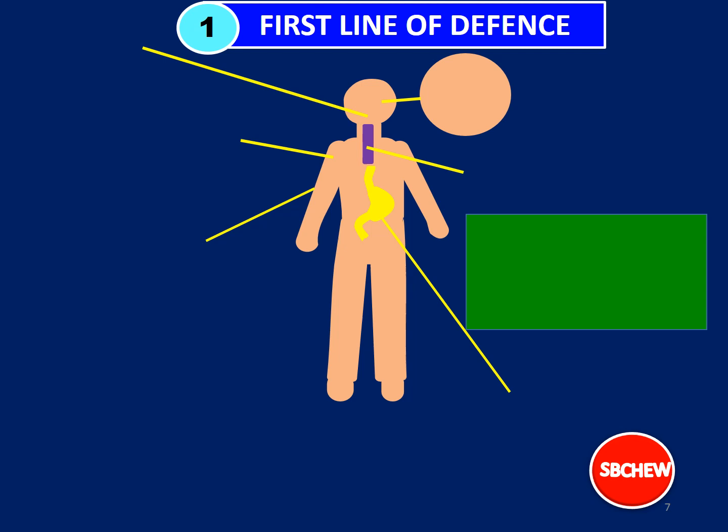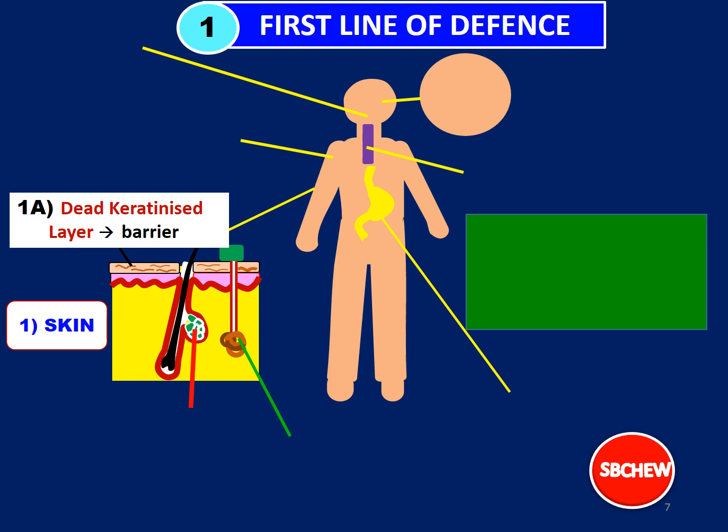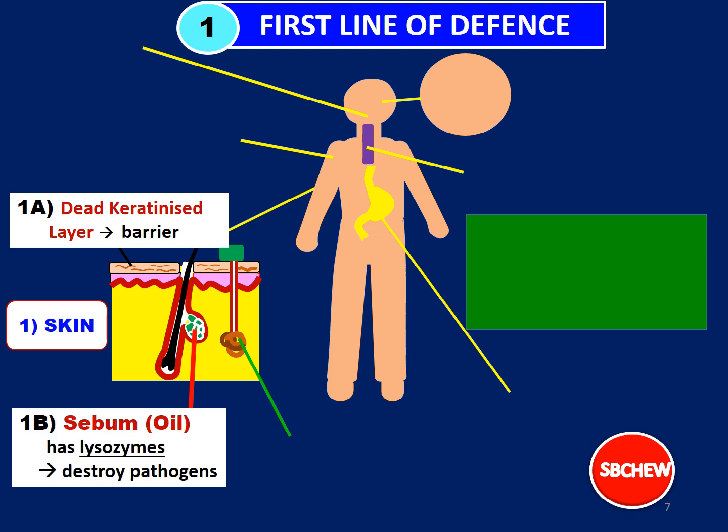Let's look at the first line of defense. What are the components of the first line of defense? Firstly, there's the skin, with its dead keratinized layer on the epidermis that forms a barrier that's difficult to penetrate. Secondly, on the skin or in the skin, we have the sebaceous glands that produce sebum, a type of oil, that contains lysozymes, which are enzymes that can destroy pathogens.